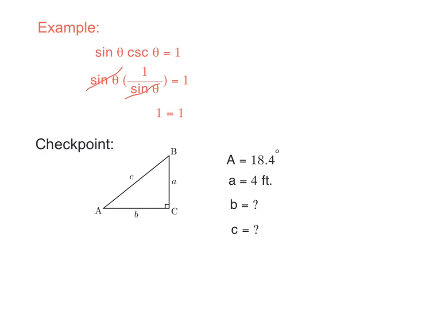Now here's a problem for you. Given a triangle, as you can see, we know that the angle A is equal to 18.4 degrees, that side A, which is lowercase a, is equal to 4 feet. That's the side opposite angle A. I want you to find side B and side C, and you should be able to do this using what you know about trigonometry.